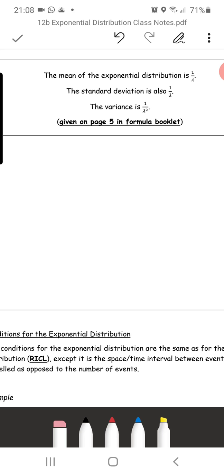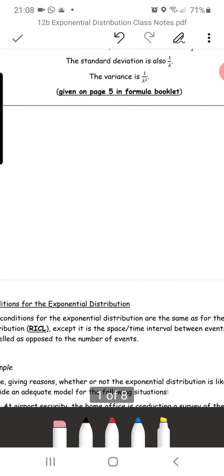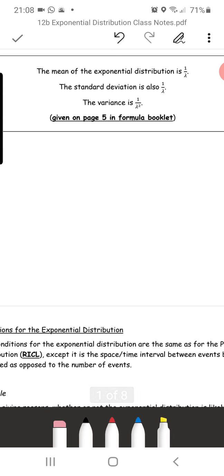You have the mean, which doesn't come as a surprise. If I'm expecting 4 emails, like I said, in every 1 hour, I'd be expecting 1 email in 1/4, a quarter hour. The variance formula is also in the form booklet with the mean formula. The standard deviation happens to be 1/λ, which is the same as the mean. However, that one's not in the form booklet. So there's a slight difference there.